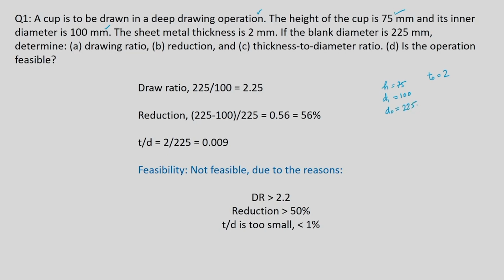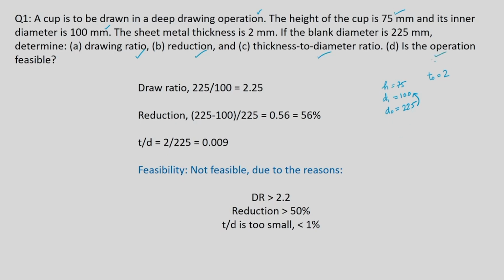So, 225 becomes 100, that is the point. 225 is the sheet diameter, and that becomes a 100 mm diameter cup. If that is the case, you need to calculate a few things: the drawing ratio, the reduction, and the thickness to diameter ratio, for converting this 225 into 100. This is the sheet diameter, this is the cup diameter.